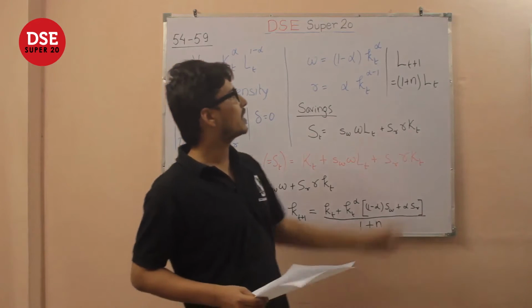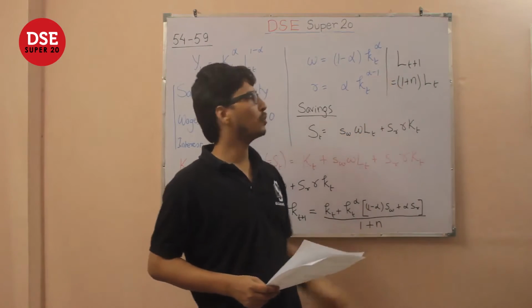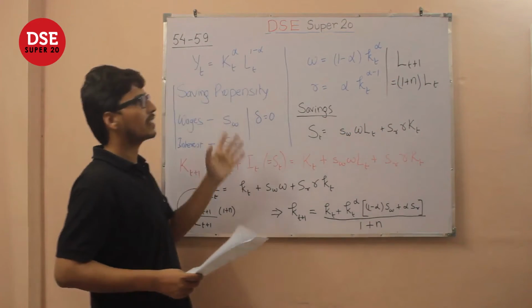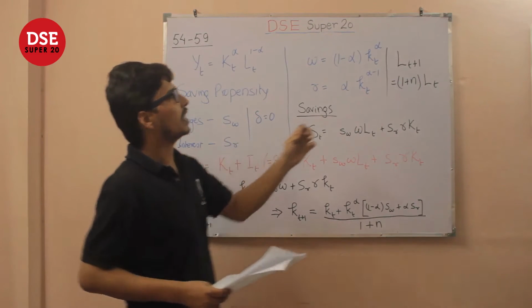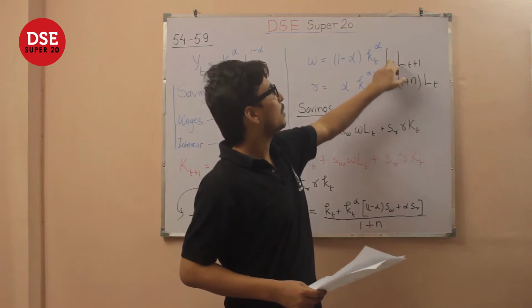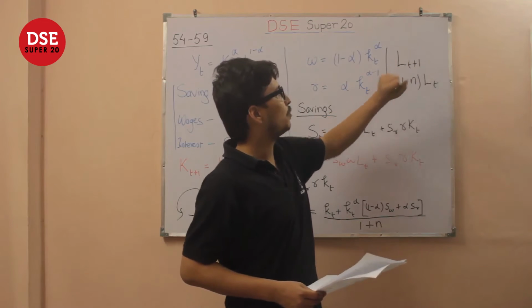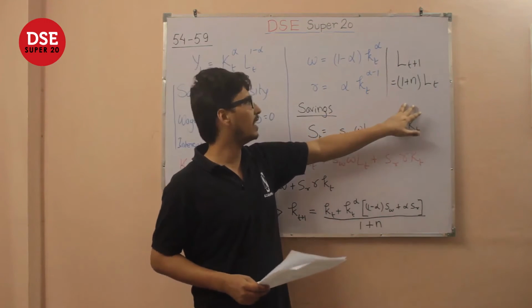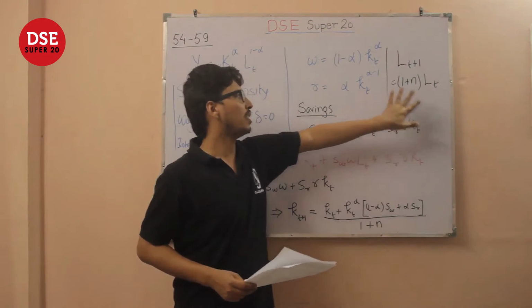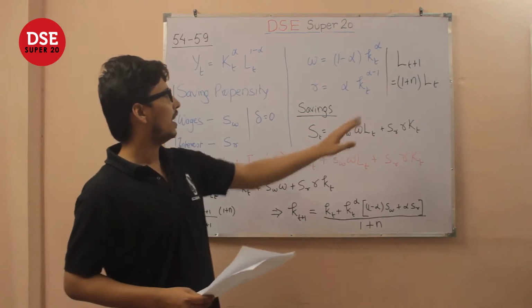One more piece of information is this, that the population growth rate of this economy is n. Population growth rate is n. That means population at any time t plus 1 will be given by 1 plus n into Lt. So this is one equation we are having.